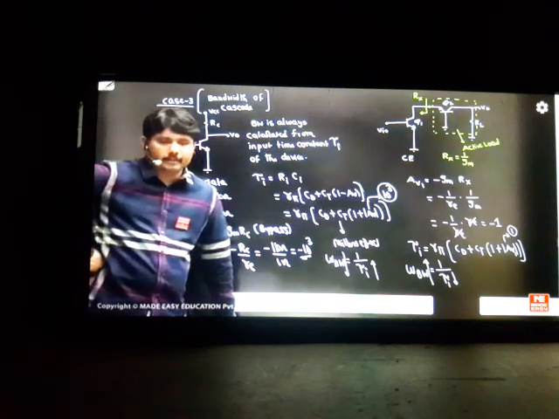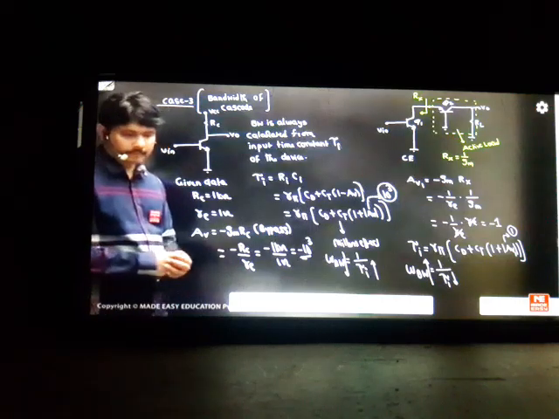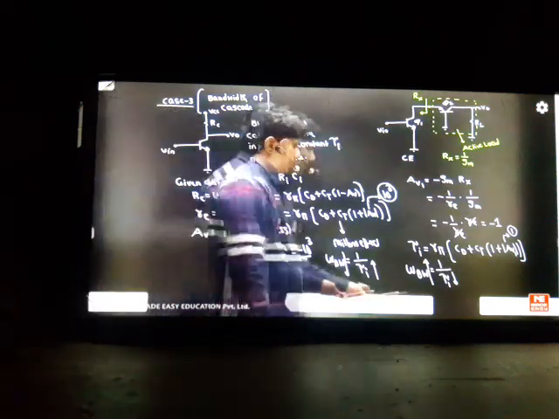Yes, active loads are working like practical current sources. Perfect, they work like practical current sources. Very good, great. So let us write one conclusion for this topic.